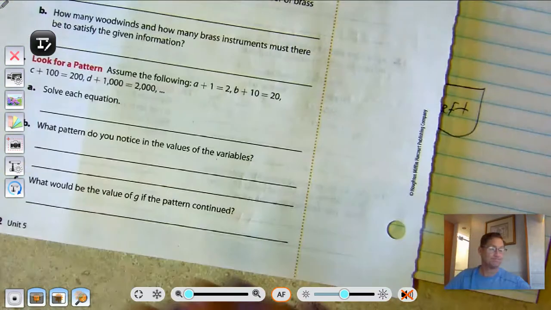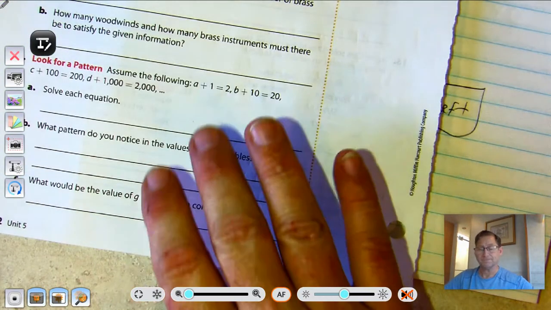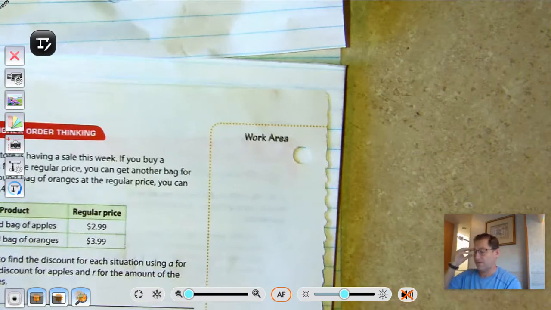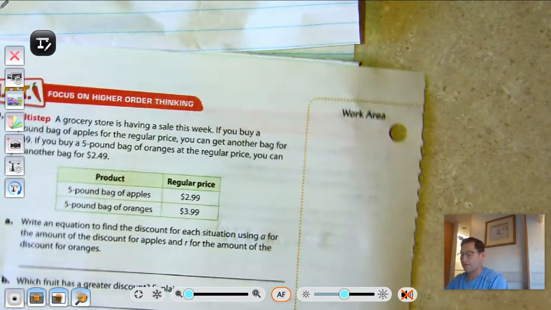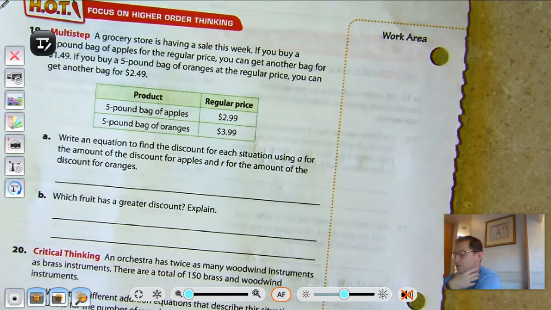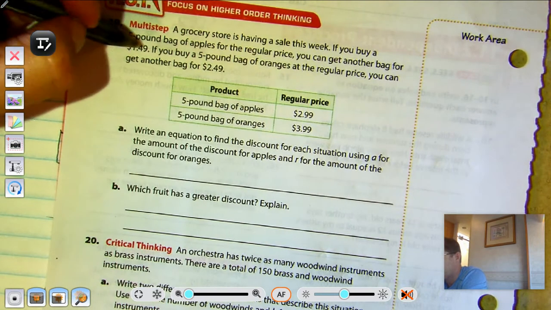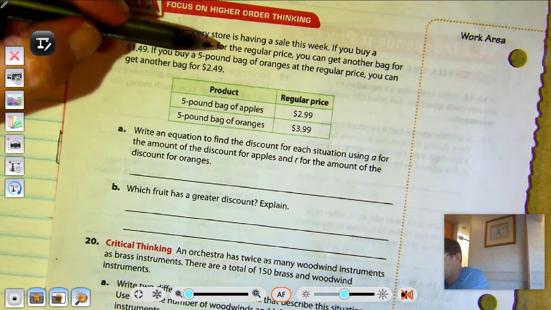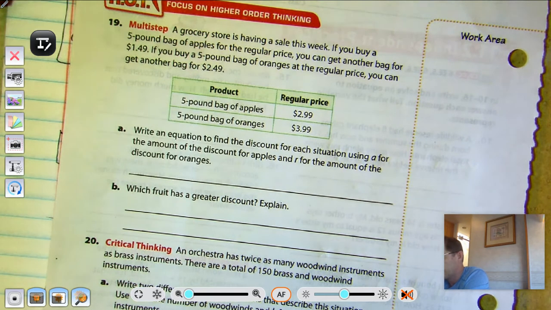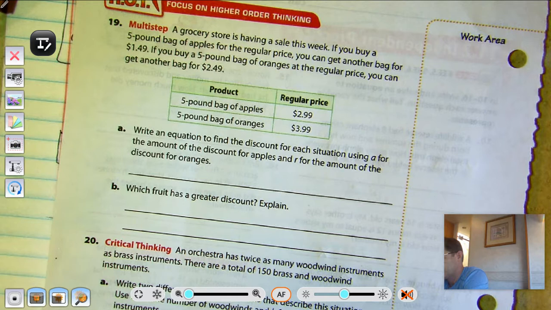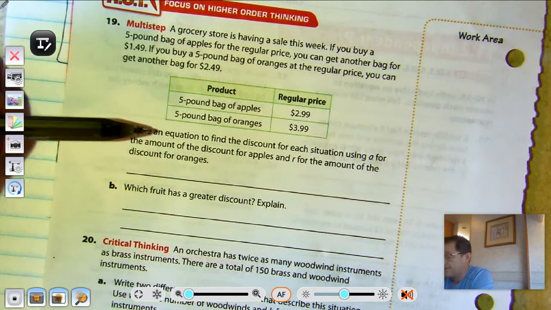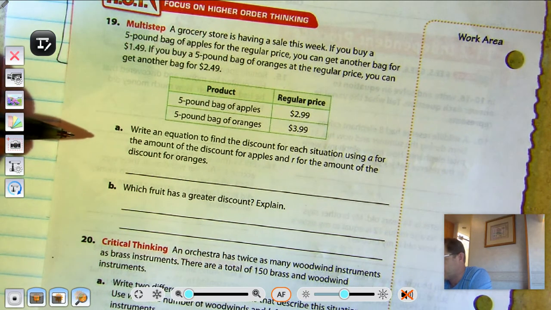All right, 19. A grocery store is having a sale this week. If you buy a 5-pound bag of apples for the regular price, you can get another bag for $1.49. If you buy a 5-pound bag of oranges at the regular price, you can get another bag for $2.49. Write an equation to find the discount for each situation using A for the amount of the discount for apples and R for the amount of the discount for oranges.